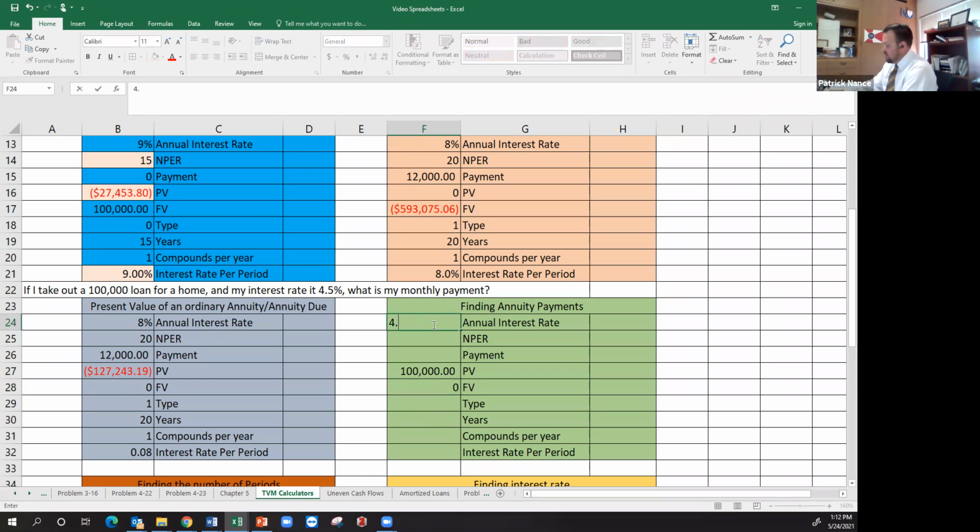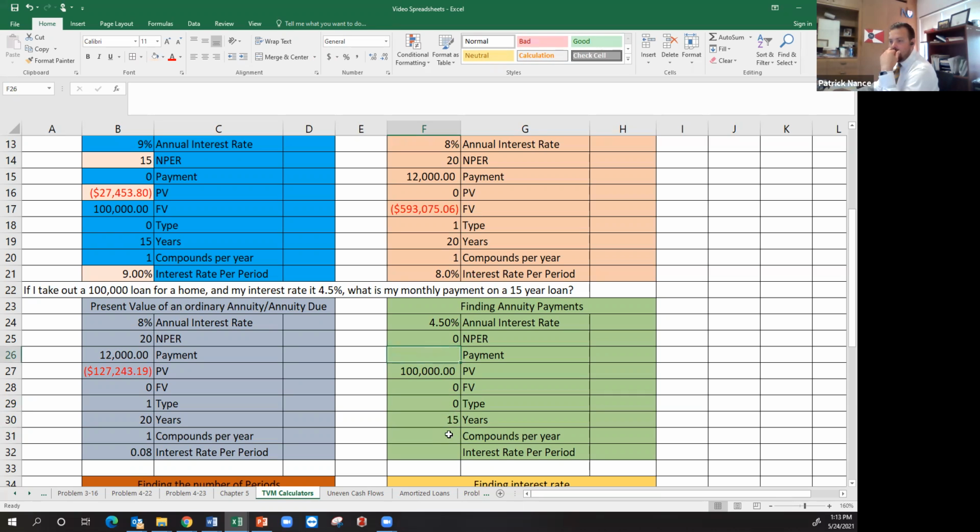My annual interest rate, 4.5%. My number of periods, remember I'm going to take my years times my compounds per year. And it looks like I forgot to mention that in the problem. So let's say a 15-year loan. So number of years is 15. Generally, the assumption is it's type 0 unless it tells you otherwise, which is why Excel, if you omit that, makes it a 0.